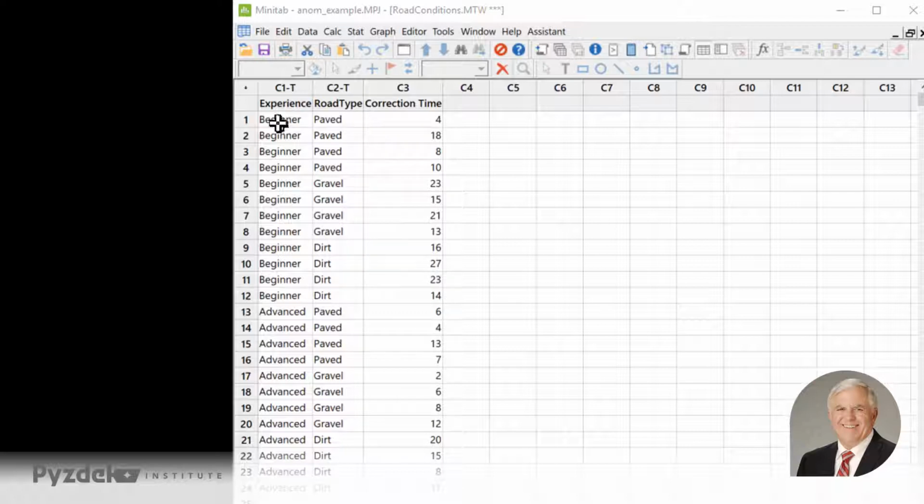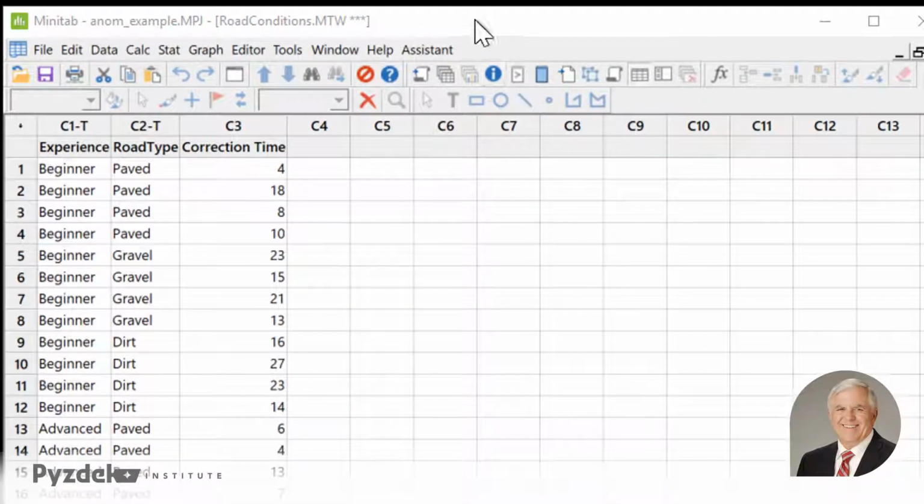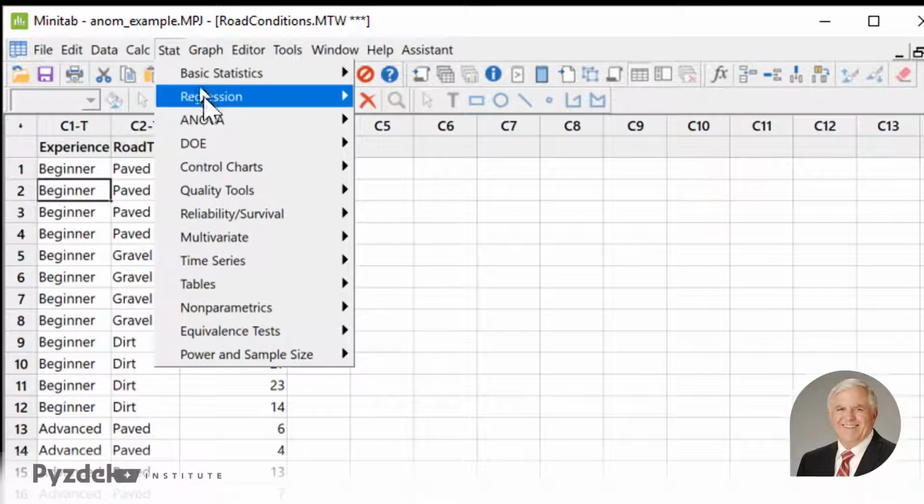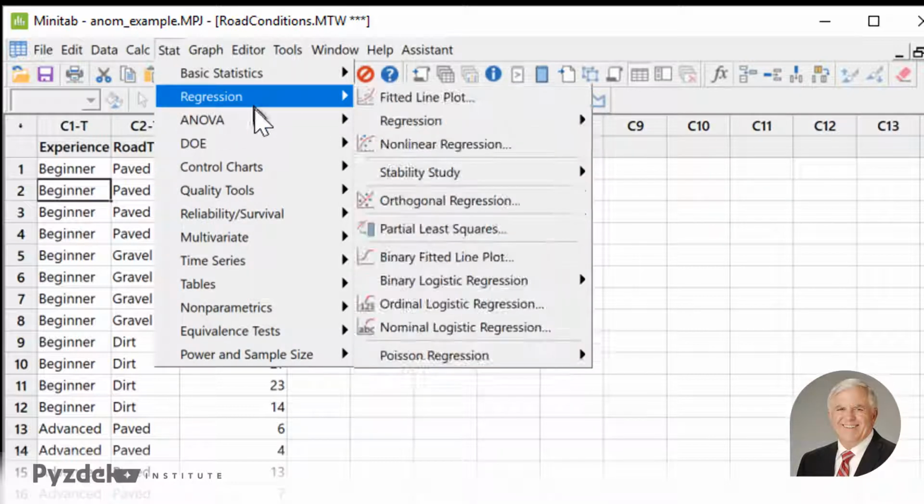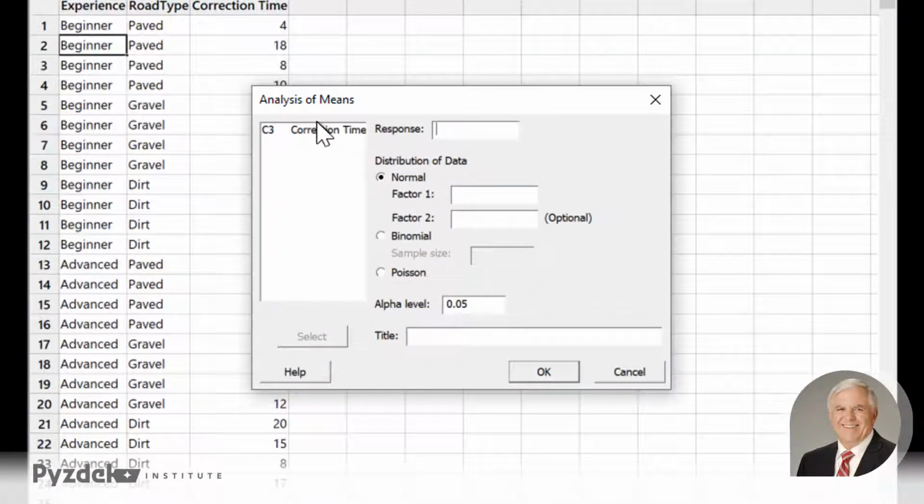So do beginner drivers vary in their correction time based on the type of road they're driving, and also do advanced drivers vary in terms of correction time based on the type of road? So we're going to do an analysis of means to figure this out. To do that, we go to the Stat menu and then down to the ANOVA menu, over to the analysis of means. The response we're interested in is correction time.